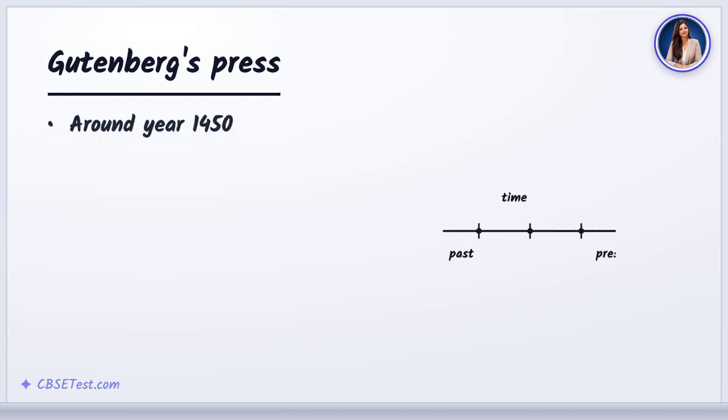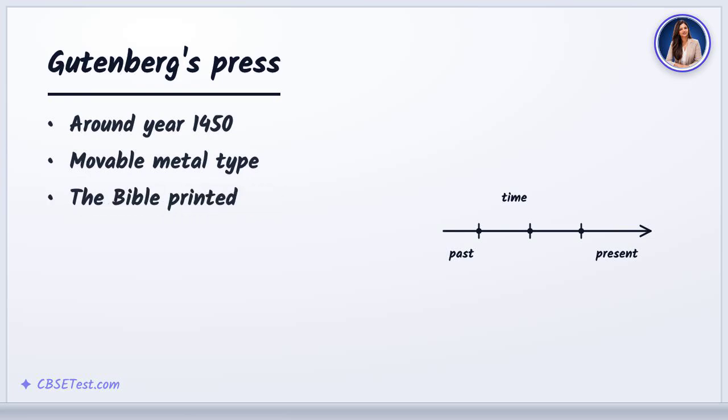Around 1450, Johann Gutenberg in Germany built the first printing press using movable metal type. His printed Bible launched the print revolution in Europe, making books cheaper and more widely available.